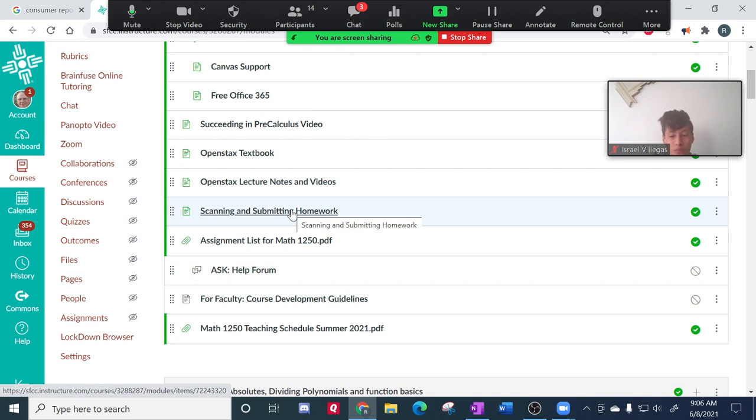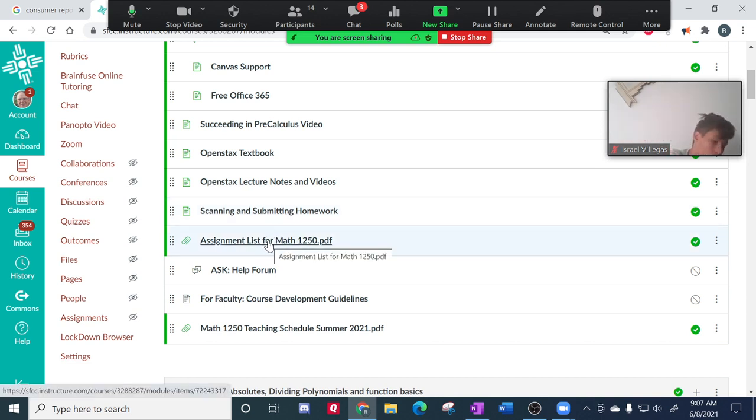Also, if you want to get the Canvas app on your phone, that might make things really simple for you, because then you no longer have to take a picture of your homework, transfer it to your computer, and then get it into Canvas. If you've got the Canvas app on your phone, you take the picture and then whoop, you just stick it right into Canvas.